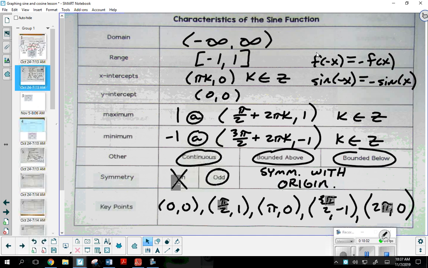The identities are something that we're going to dive into right before Christmas. It may even take us a little into January to get that done. Okay. But any questions on the characteristics of sine? How we get the points? Is anybody confused by anything? Okay. All right, well, let's go ahead and try cosine.